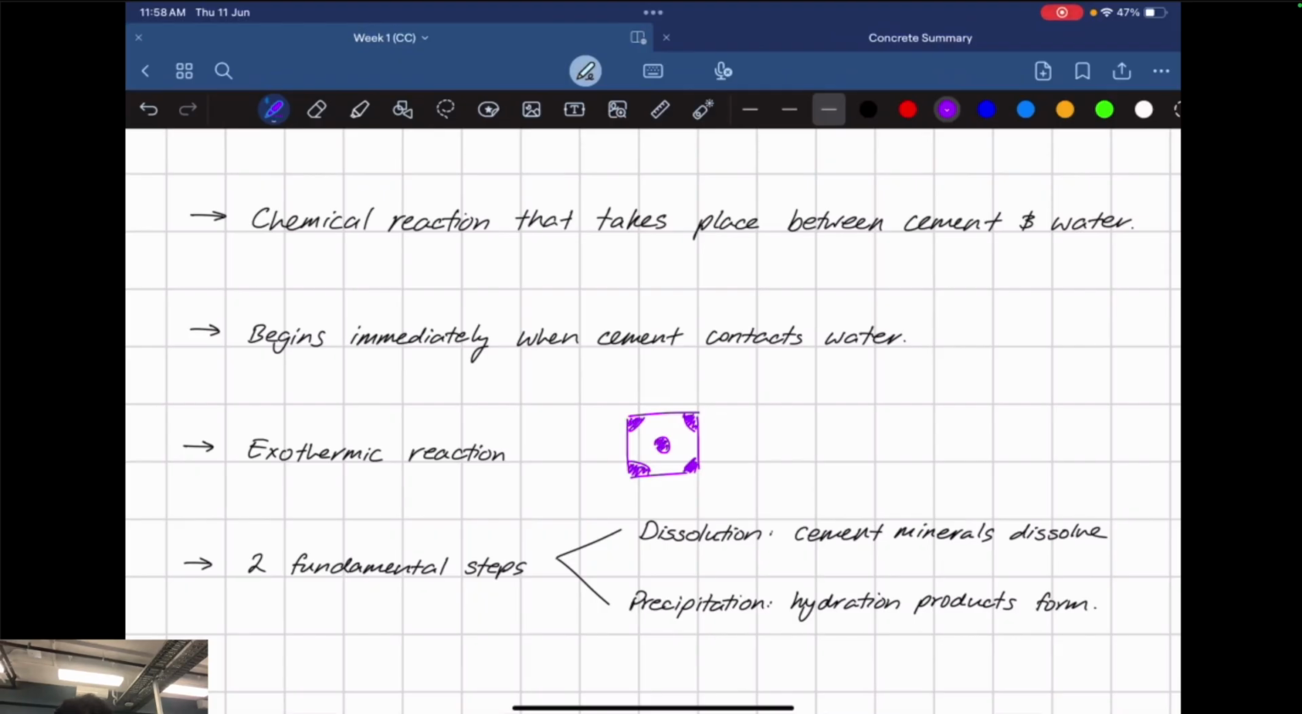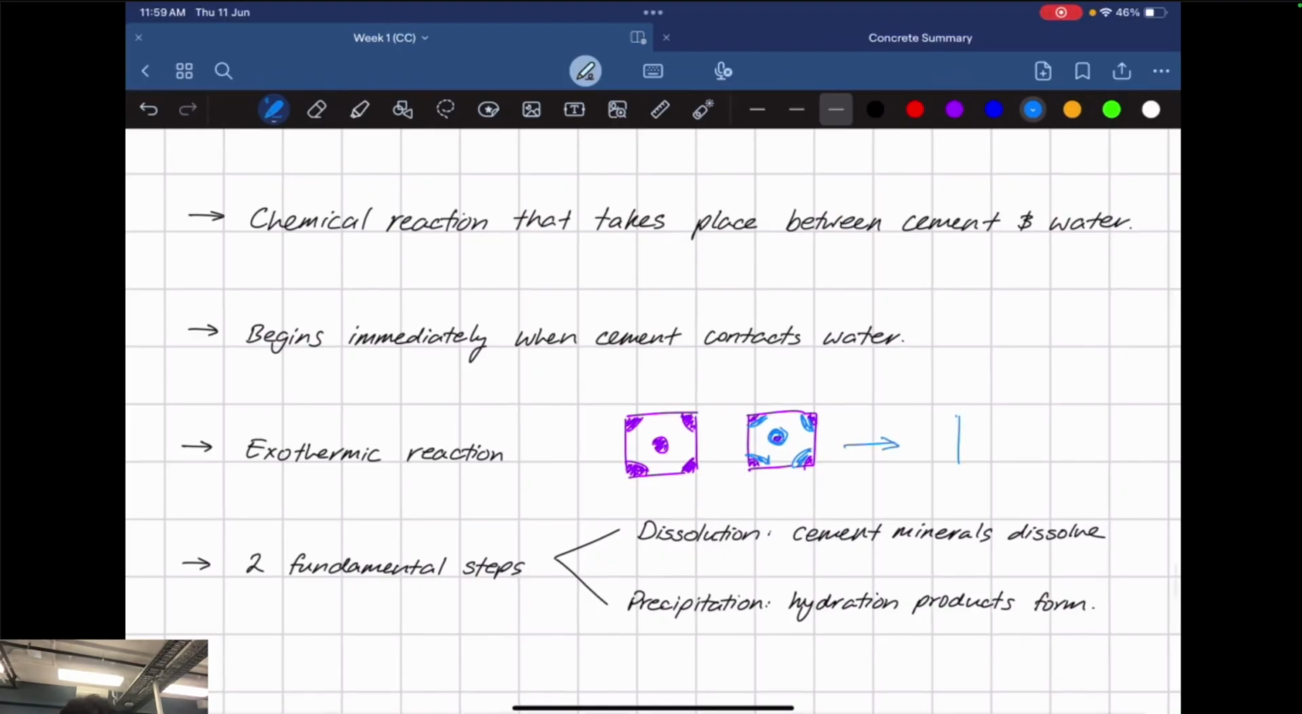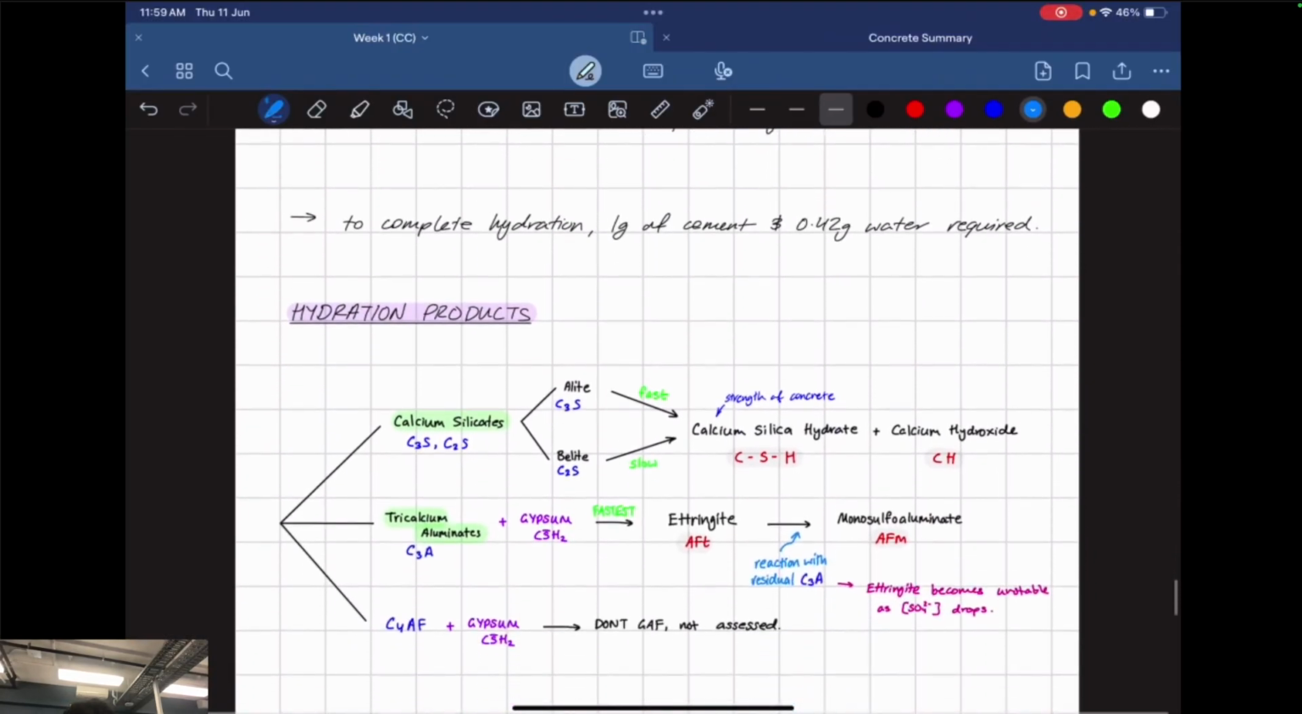So that is our cement mineral, right? And then when water comes into contact with it, what will happen is it will start to dissolve, right? And then at a certain point, once it finishes dissolving, you get a hydration product that forms. Right? Hydration products being all of these down here.